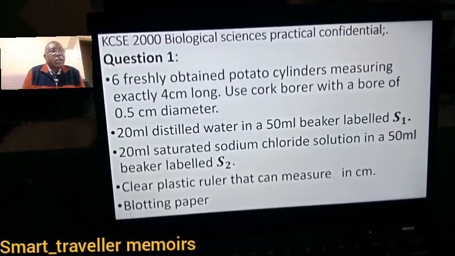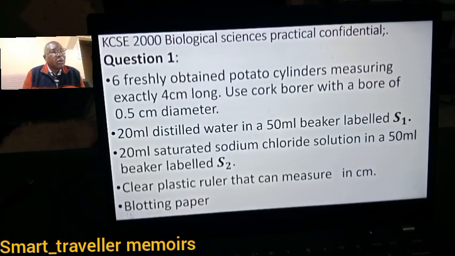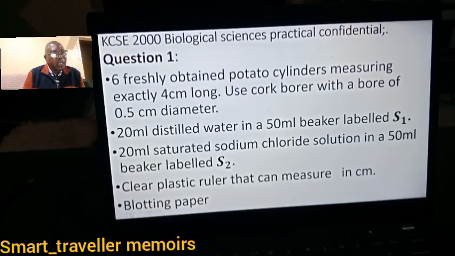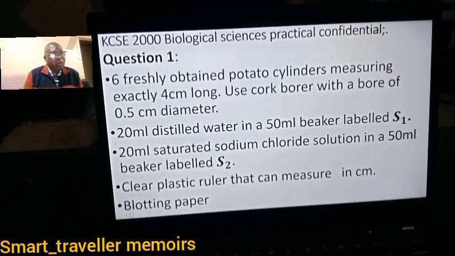Let us now look at the confidential. Question 1. 6 freshly obtained potato cylinders measuring exactly 4 centimeters. Use cork borer with a bore of 0.5 centimeters diameter. 20 ml distilled water in a 50 ml beaker labeled S1. 20 ml saturated sodium chloride solution in a 50 ml beaker labeled S2. Clear plastic ruler that can measure in centimeters, and blotting paper.